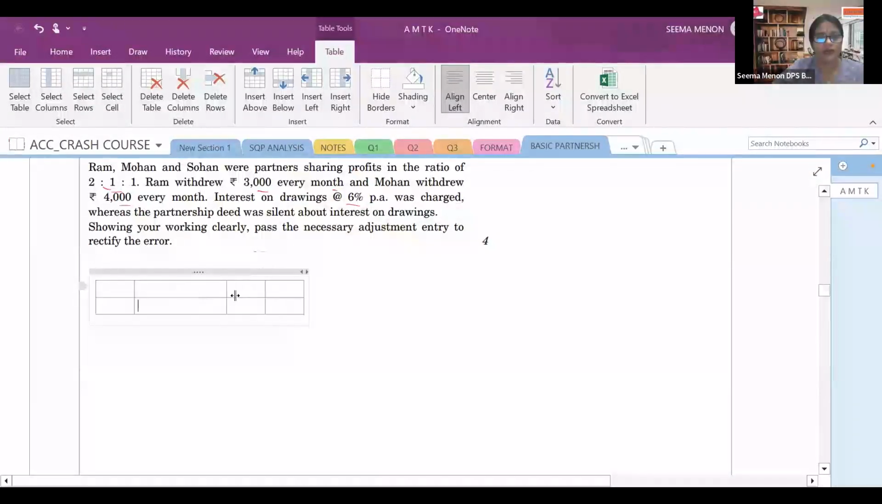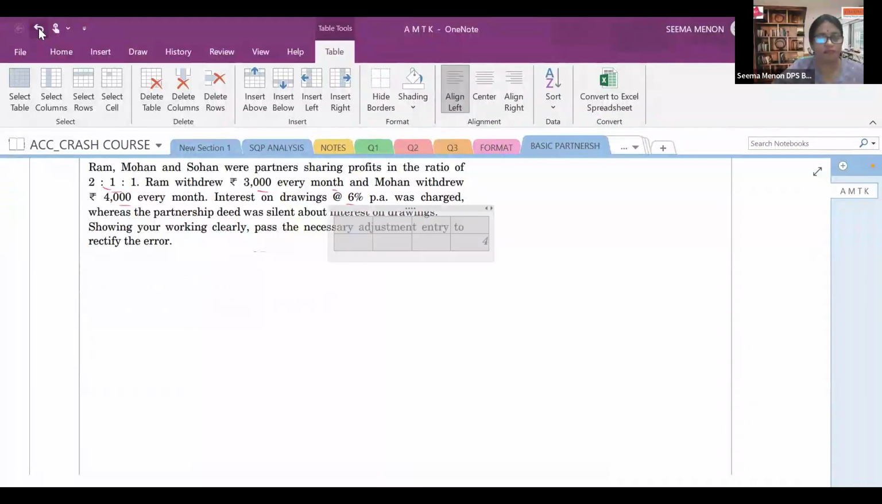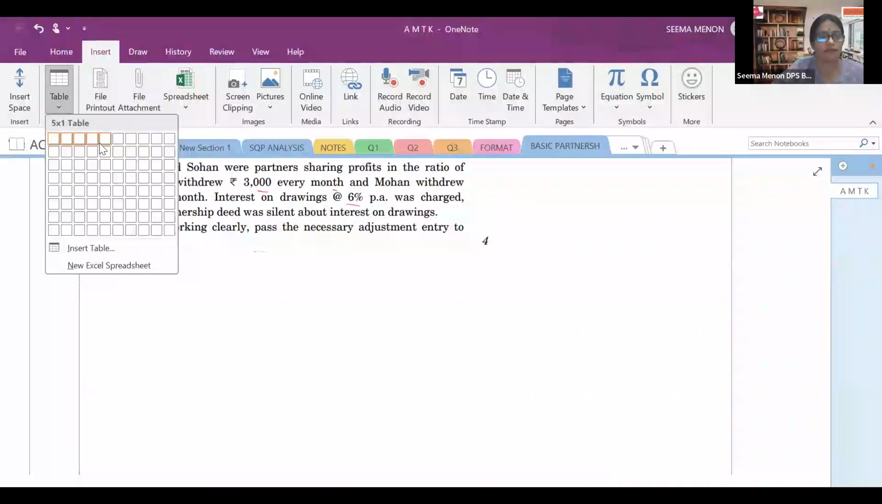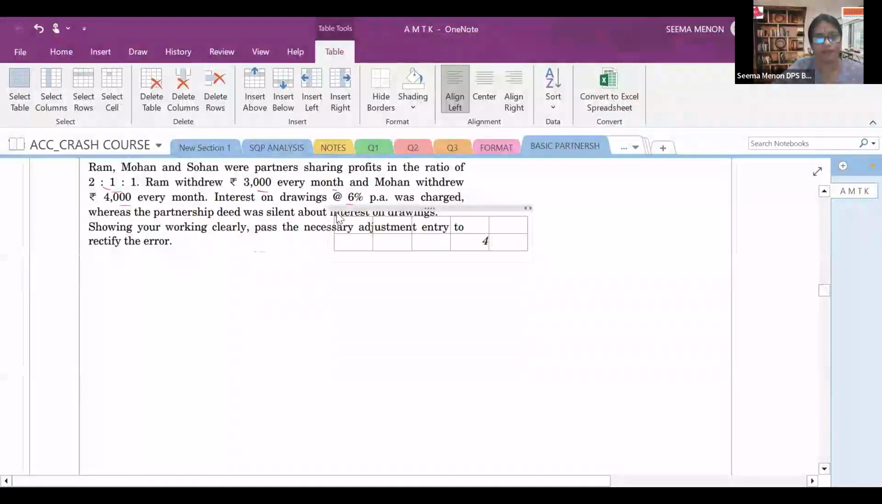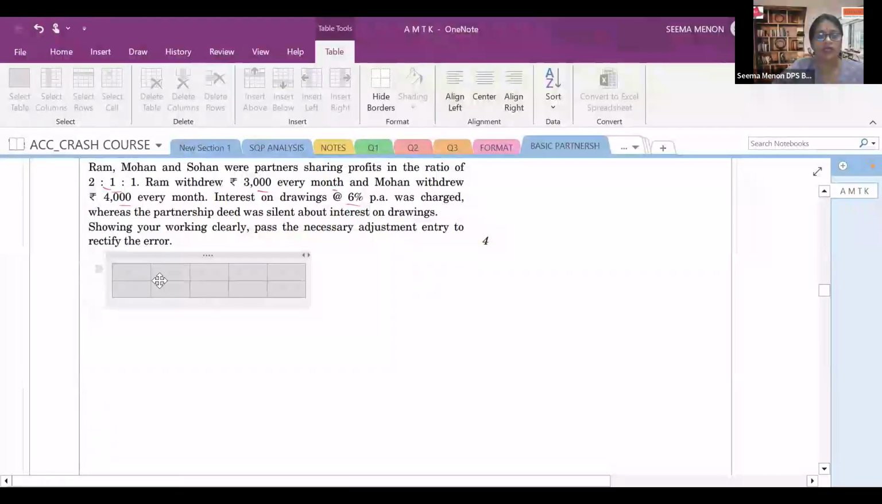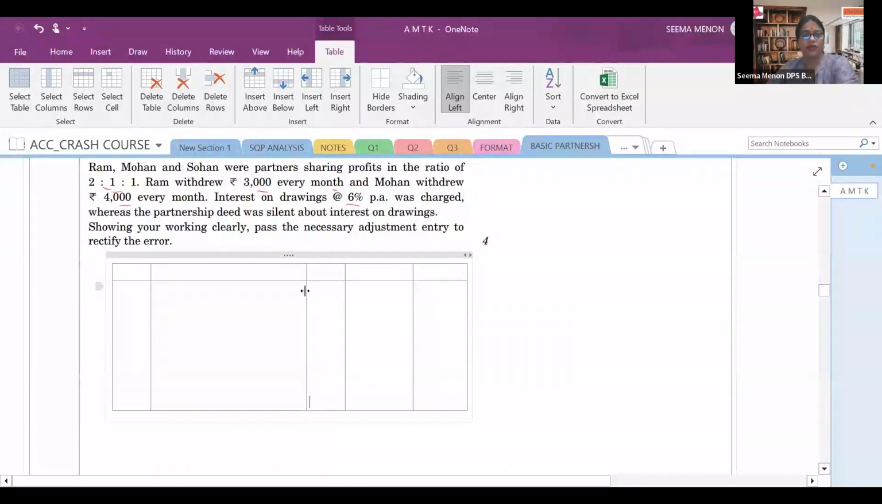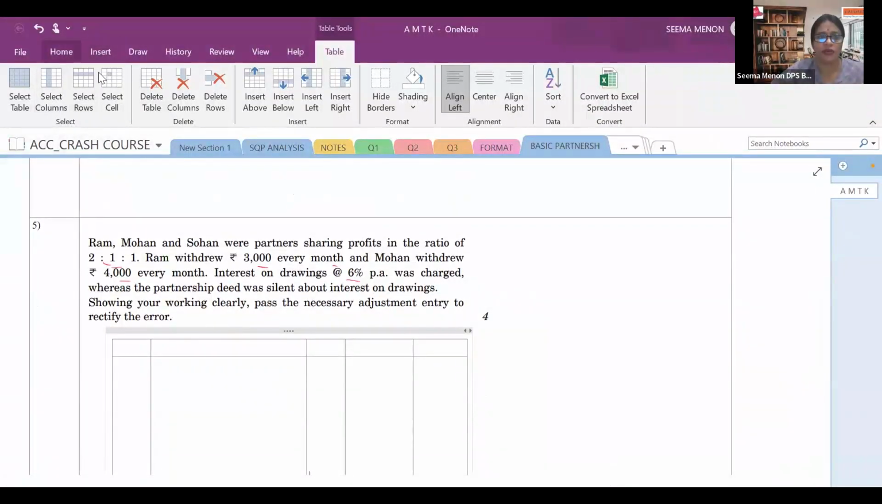It should be drawn as per the format given. So let's draw the format. There should be a date column, because even though it is a 3-marker question, it is compulsory to write the amount column, then the date column, LF column, all this you need to write. So we need the journal format for only one journal entry. After that, you can draw the working note also.